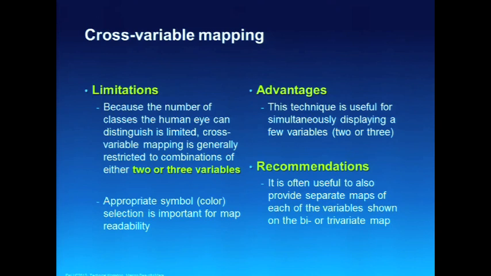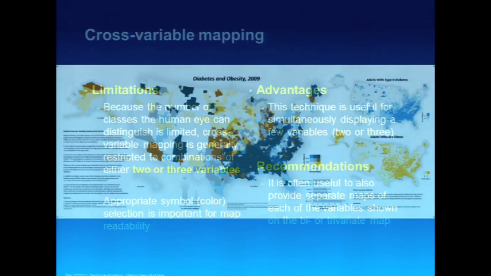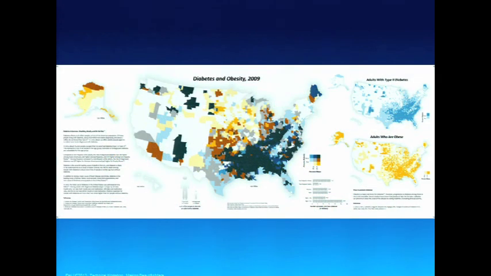But we also recommend that you create separate maps for each of the variables that are being mapped using this method so that people can, instead of trying to tease out what they think they're seeing for each of the two variables, look directly to the maps that carry that information. Okay, so this is a map that you might have seen.